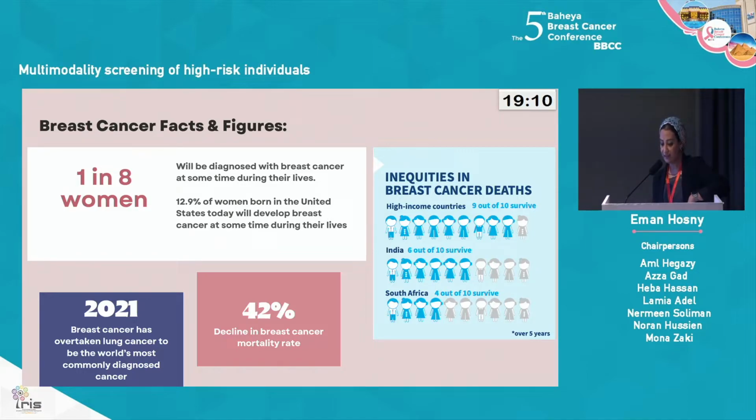On March 8, 2020, the WHO declared that breast cancer is a global issue, and they initiated the Global Breast Cancer Initiative, aiming to reduce the mortality rate by 2.5% till 2040. That's because of the inequity in breast cancer death among high-income countries and low-income countries. For example, in the high-income countries, 9 out of 10 women will survive breast cancer when they are diagnosed, while in India, 6 out of 10, and South Africa is less and less.